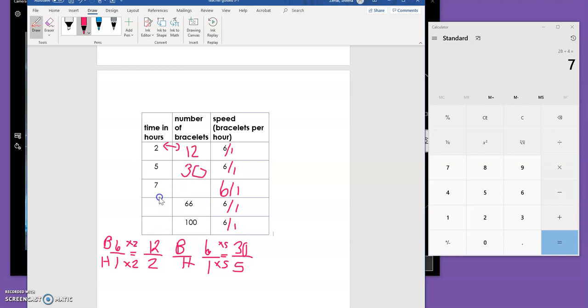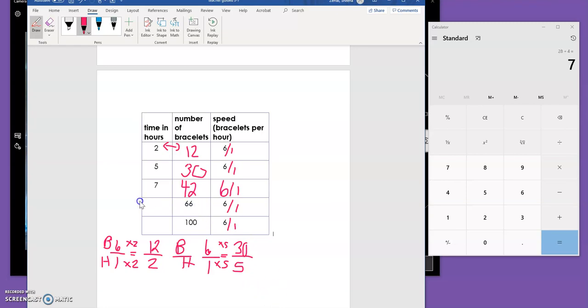When I go to answer this third empty box for 7 hours, instead of writing out the fractions, I notice a pattern. Okay, if I take my unit rate and multiply it by the number of hours, that's telling me how many bracelets. So I'm going to do 6 times 7, and I will find that's 42.